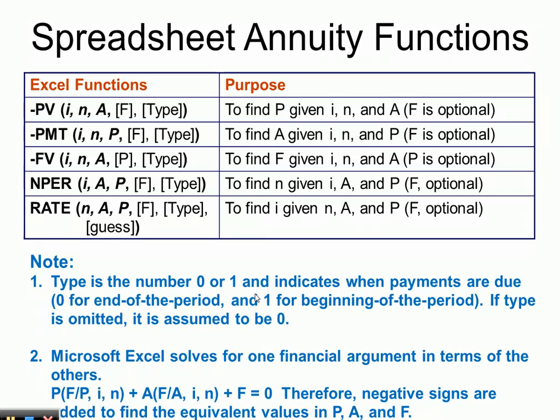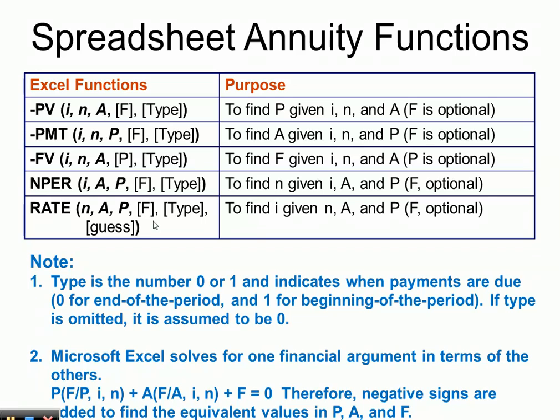And then also, Microsoft Excel can solve for one financial argument in terms of the others, which means, for example, using something like this, where we have the P multiplied by the discount factor of F given P, and then A multiplied by the discount factor of F given A, plus F. And that's very important to remember, because of that, you want the negative signs to be added to find the equivalent values in P, A, and F. So keep in mind that you would need to add the negative signs here for A, for P, and F. So if your payment here is $100, instead of 100, you would say minus 100.